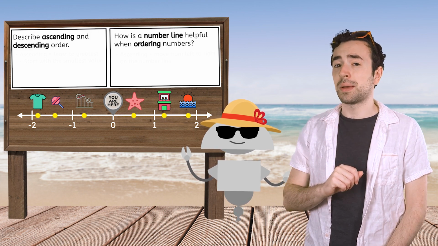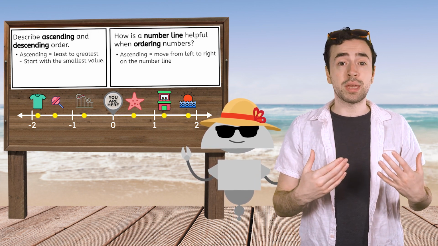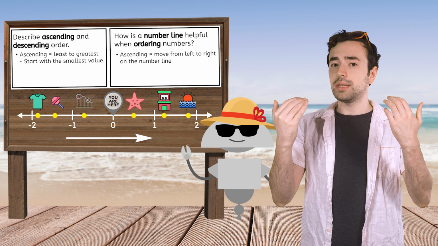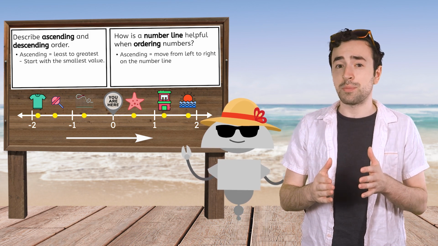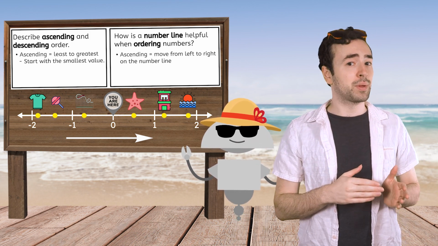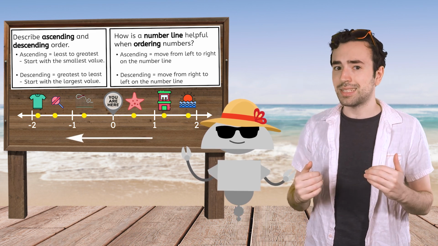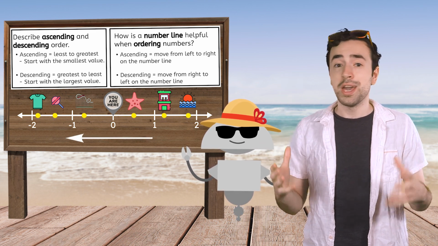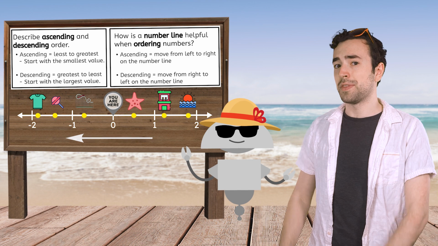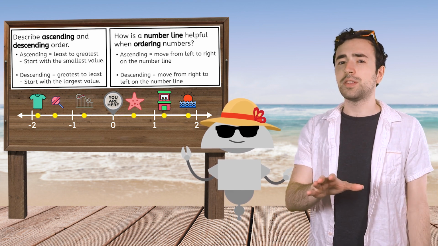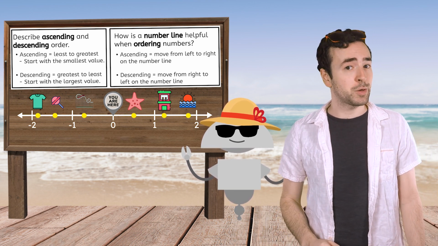You might have written something like, ascending order means ordering from least to greatest, starting with the smallest value and moving from left to right on the number line. Descending order means ordering from greatest to least, starting with the largest value and moving from right to left on the number line. Feel free to pause if you'd like to change what you wrote in any way.